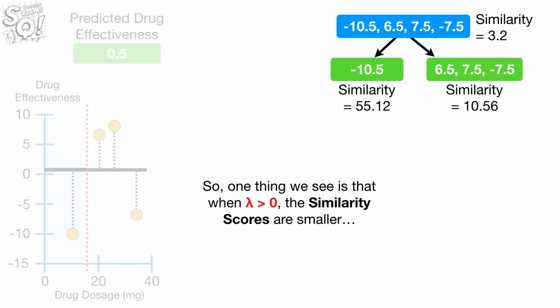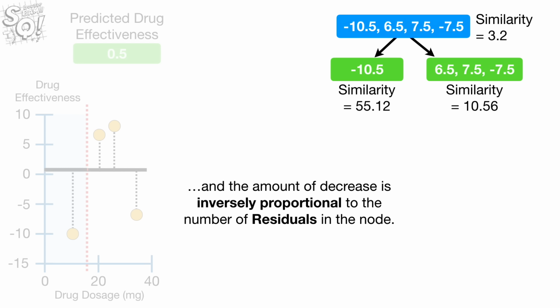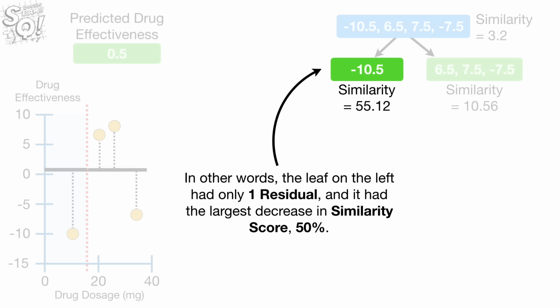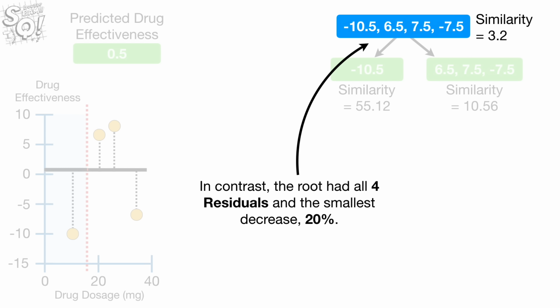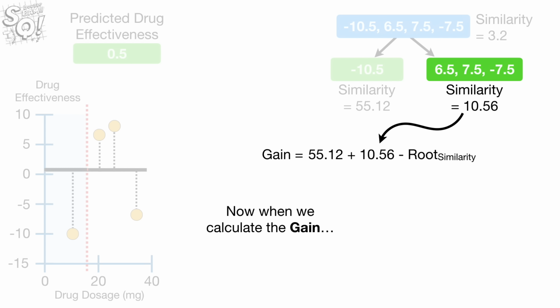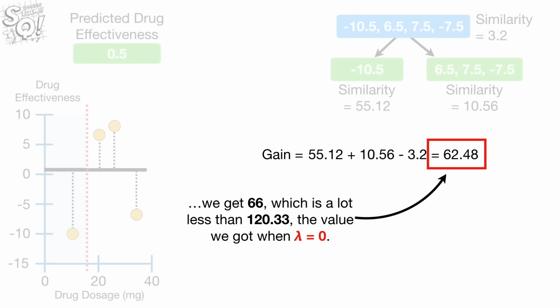So, one thing we see is that when lambda is greater than 0, the similarity scores are smaller, and the amount of decrease is inversely proportional to the number of residuals in the node. In other words, the leaf on the left had only one residual, and it had the largest decrease in similarity score, 50%. In contrast, the root had all four residuals and the smallest decrease, 20%. Now when we calculate the gain, we get 66, which is a lot less than 120.33, the value we got when lambda equals 0.